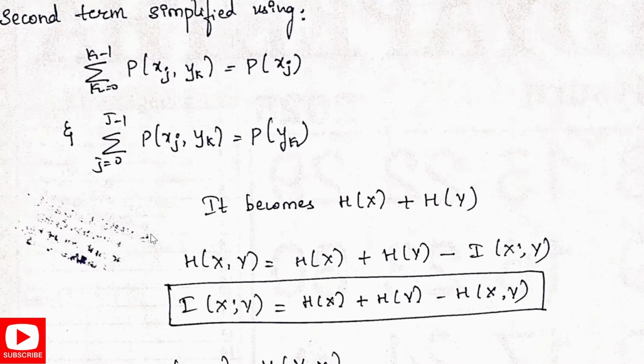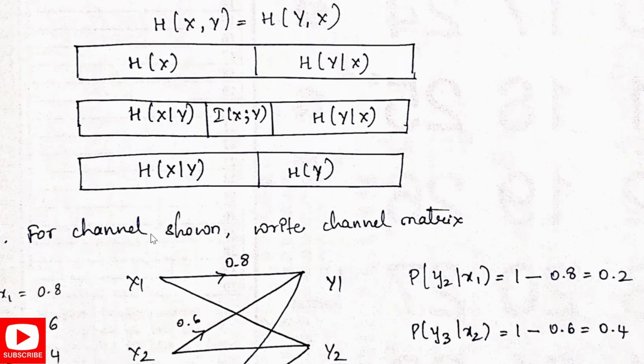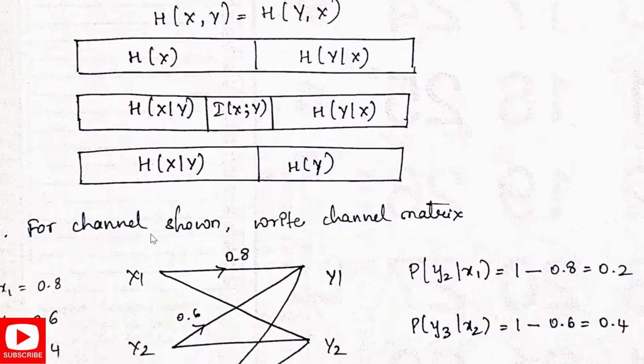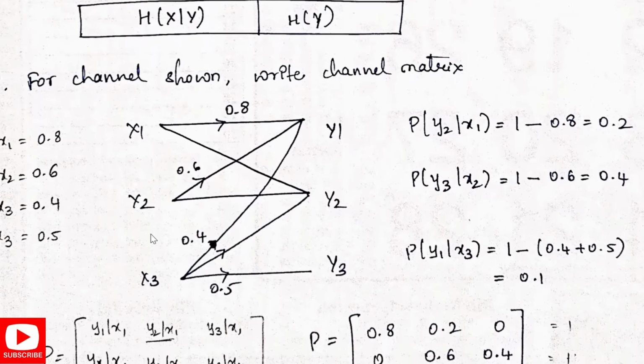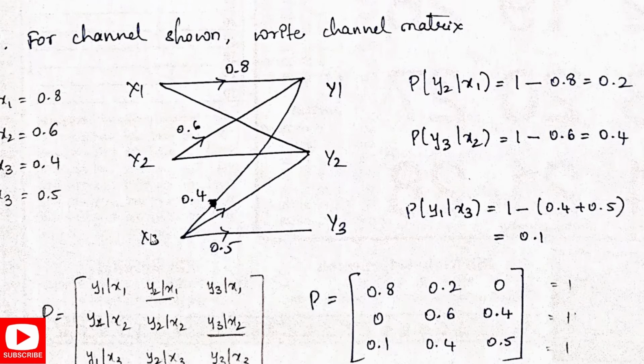On replacing this to the left and taking this to the right, we get the obtained formula. Now, for that, we can take an example as we had read before. For a channel shown, write the channel matrix. So this is a channel that has been given here. It is 0.8 here, 0.6, 0.4, and 0.5. x1, x2, x3 are the inputs, and y1, y2, y3 are the outputs.